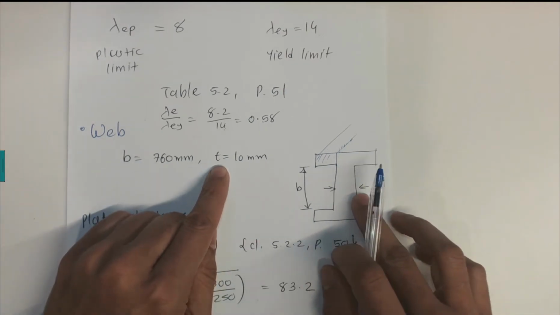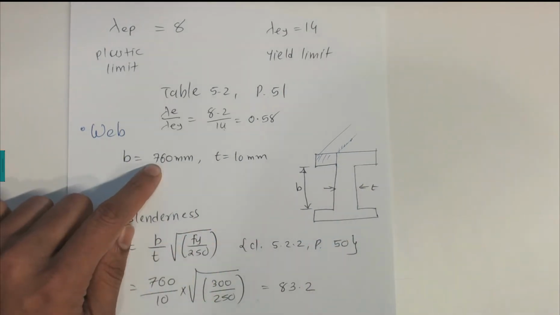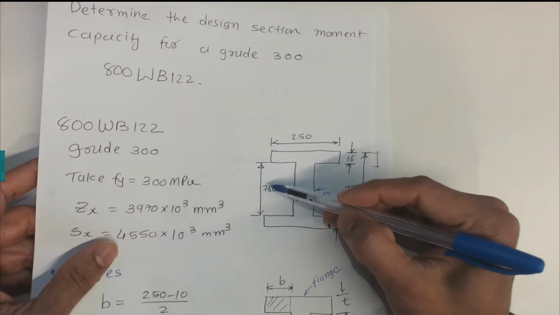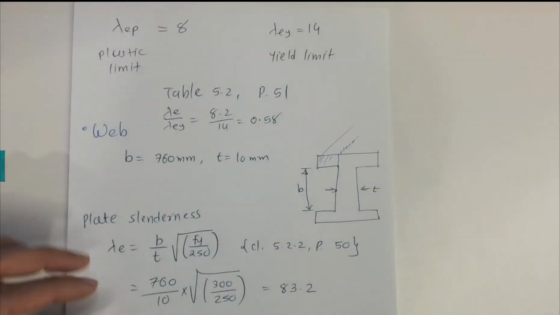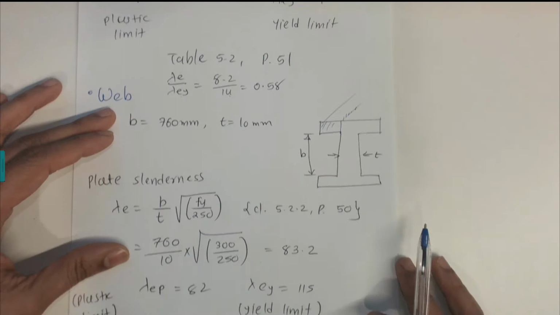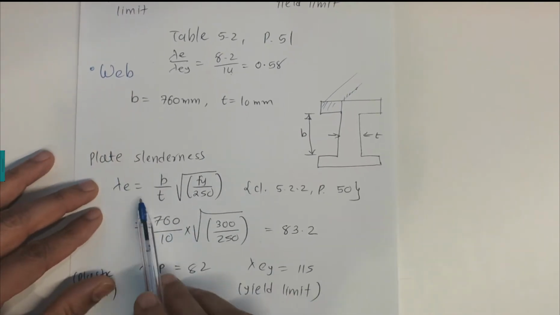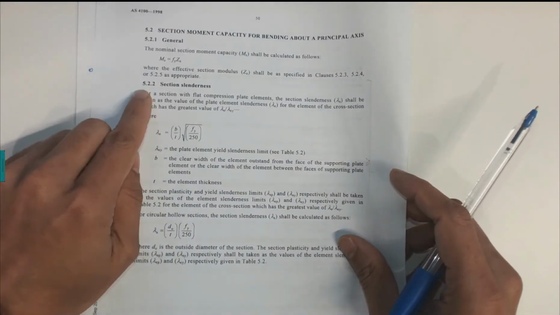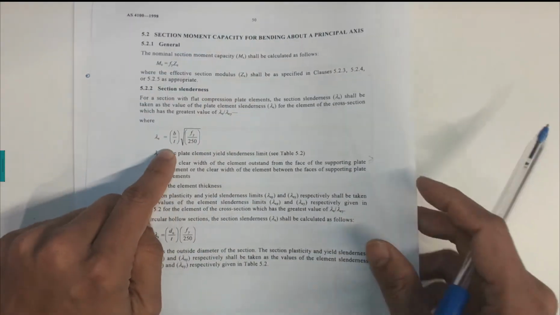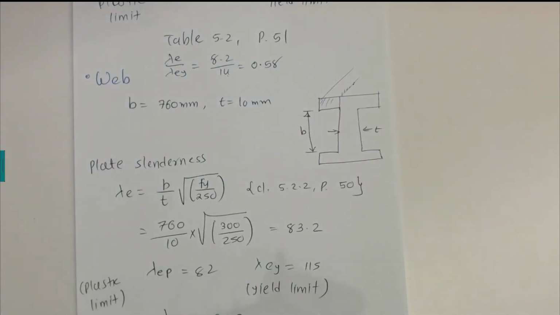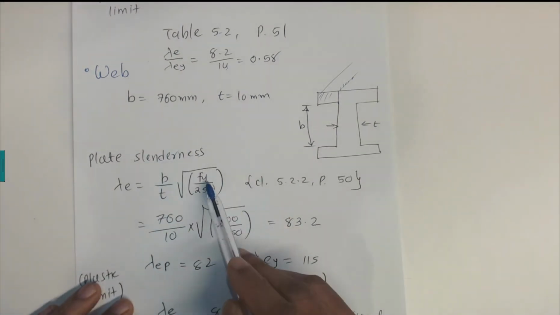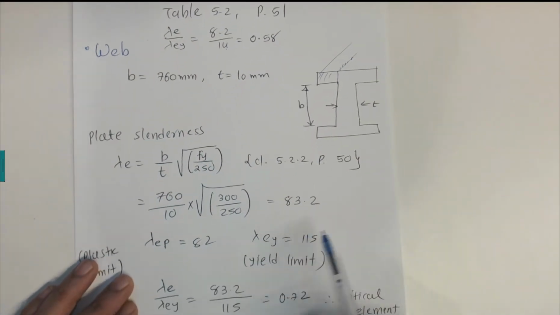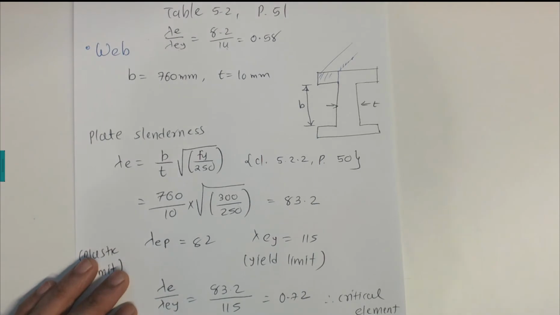Now for the web, we have this B value, which is between this and this, and the thickness of the web is 10. So 760, which we get from this figure, and the thickness is 10 millimeters. For plate slenderness, again we use the same equation from clause 5.2.2. We can use the same equation for the web. Substituting the values 760, 10, Fy 300, 250, gives 83.2.